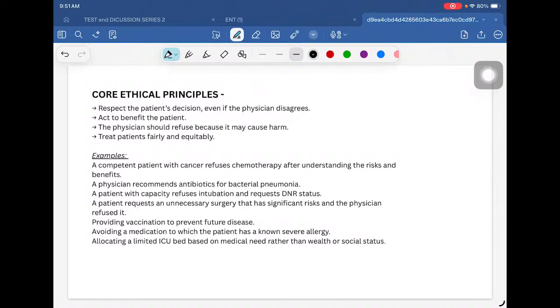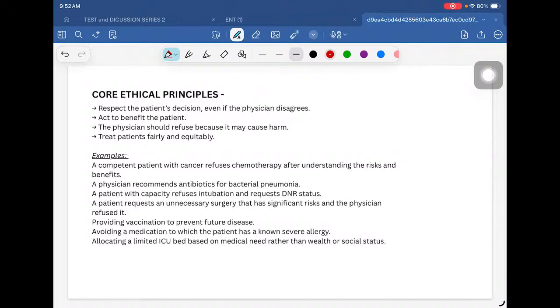Now this is another important segment in behavioral science. So this is your core ethical principles. Let me make it very easy for you in the slide. First of all, there are 4 core ethical principles that you have to know for USMLE.